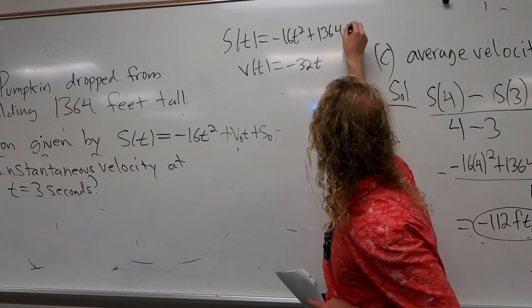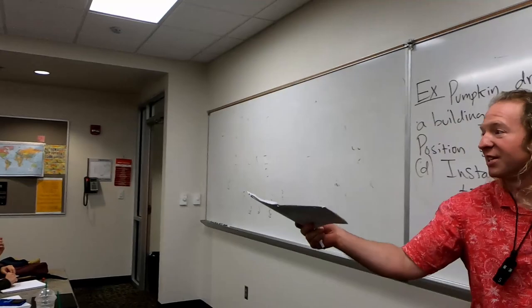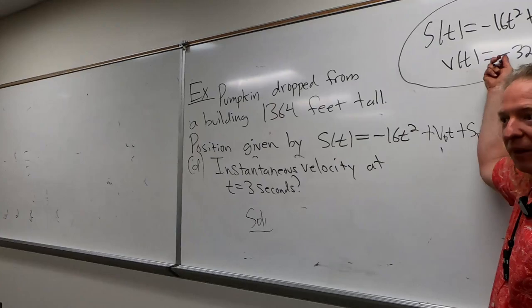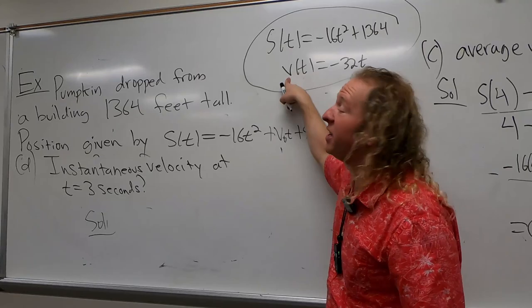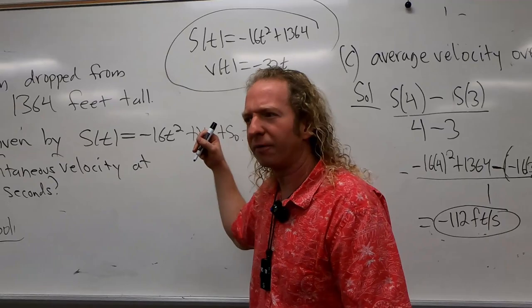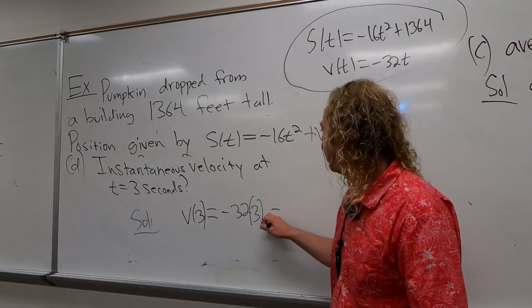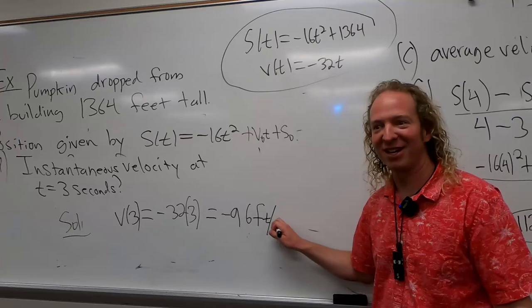Is instantaneous velocity on those? No, probably not. So what is instantaneous velocity? It's just the derivative of position, right? So we just use the velocity function. By the way, shouldn't be prime. No, it's V. I called it V, not S prime. You can call it S prime. So just V of 3. You just plug in 3. So it'd be negative 32 times 3, so it'd be negative 96 feet per second. I can mess up.